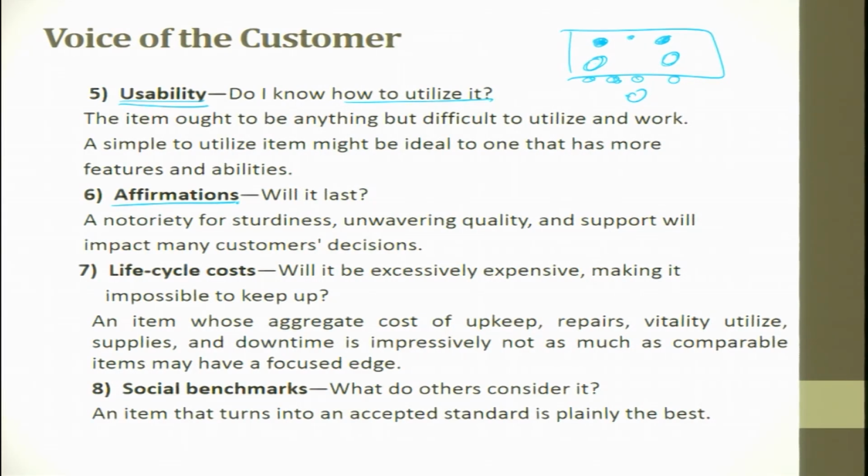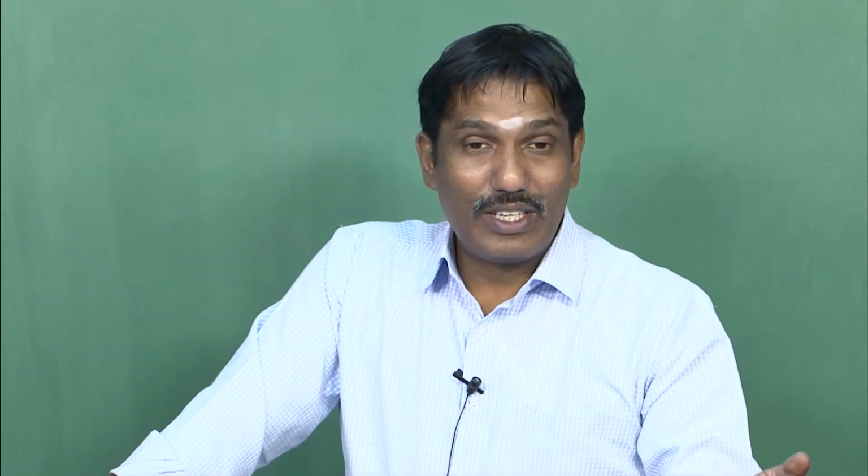Then affirmation, will it last, which talks about sturdiness, unvarying quality and support which impact many customers' decision. There are products which work very good in the first year and slowly it gets worn out very fast, right. So, you look at today's success in the electronic industry and look at success in the service industry. For example, you buy an online ticket and then if you have a problem, you can quickly call a toll free number and then you also have an online chat wherein you can do. So, what is that?